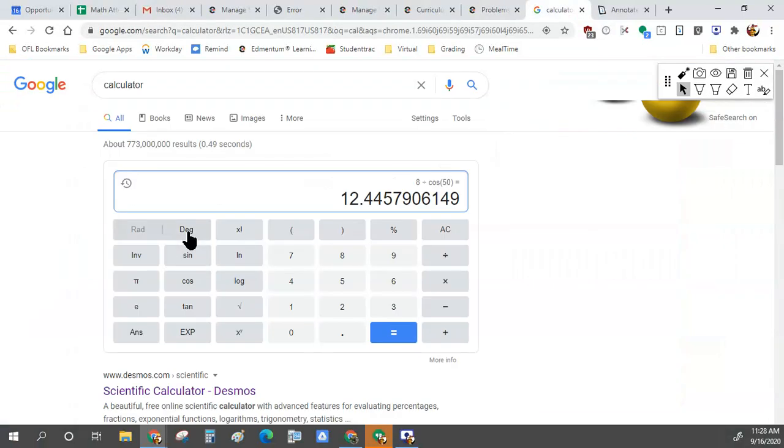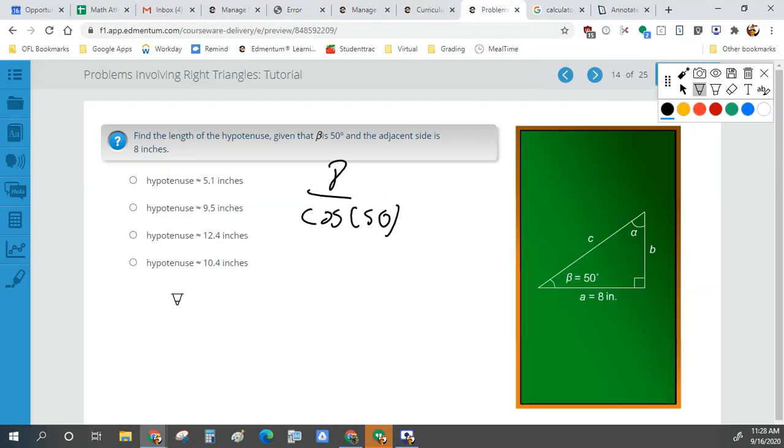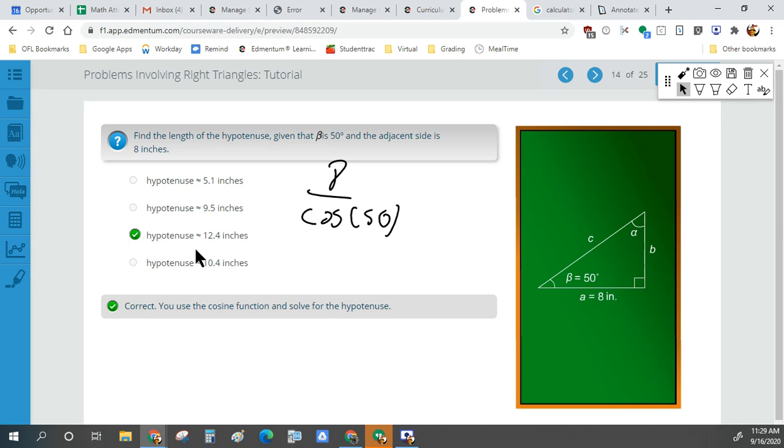All right. So I did have it on degrees this time, and it gave me the answer as 12.44. So the closest answer would be 12.4.